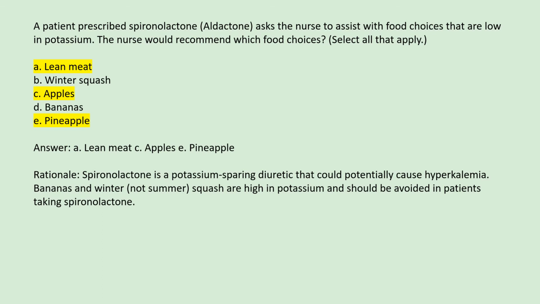Answer: A. Lean meat. C. Apples. E. Pineapple. Rationale: spironolactone is a potassium-sparing diuretic that could potentially cause hyperkalemia. Bananas and winter squash are high in potassium and should be avoided in patients taking spironolactone.